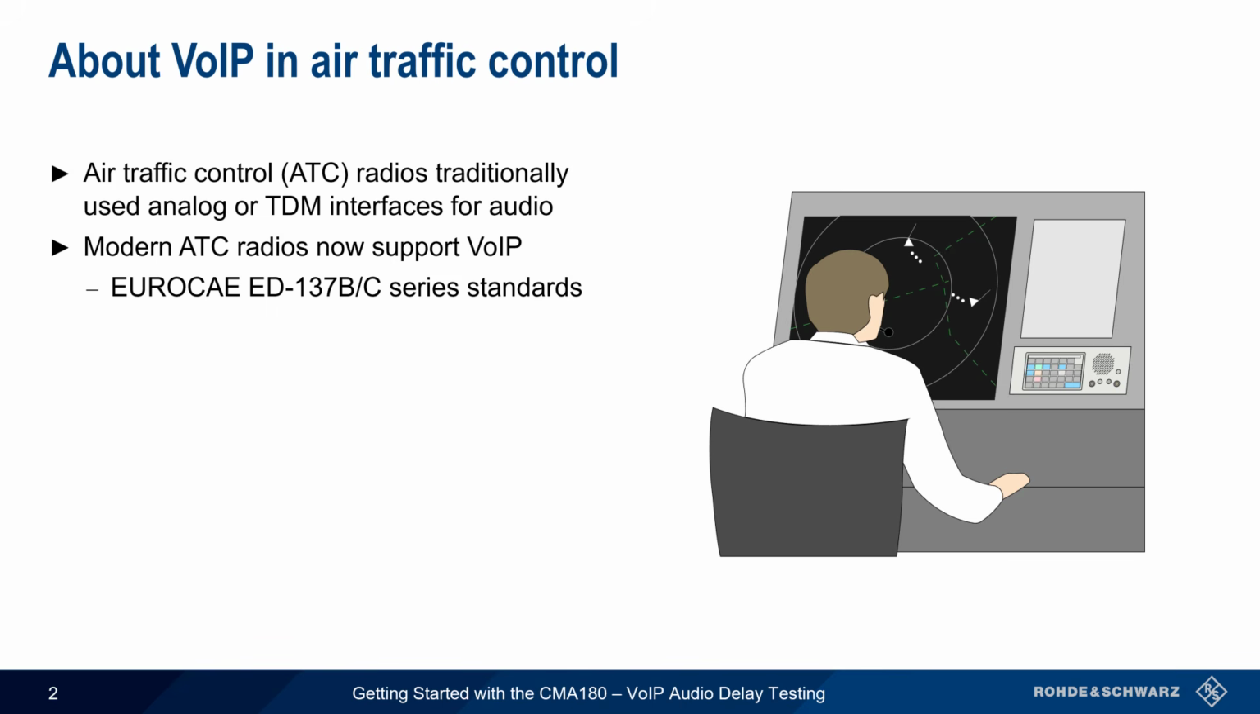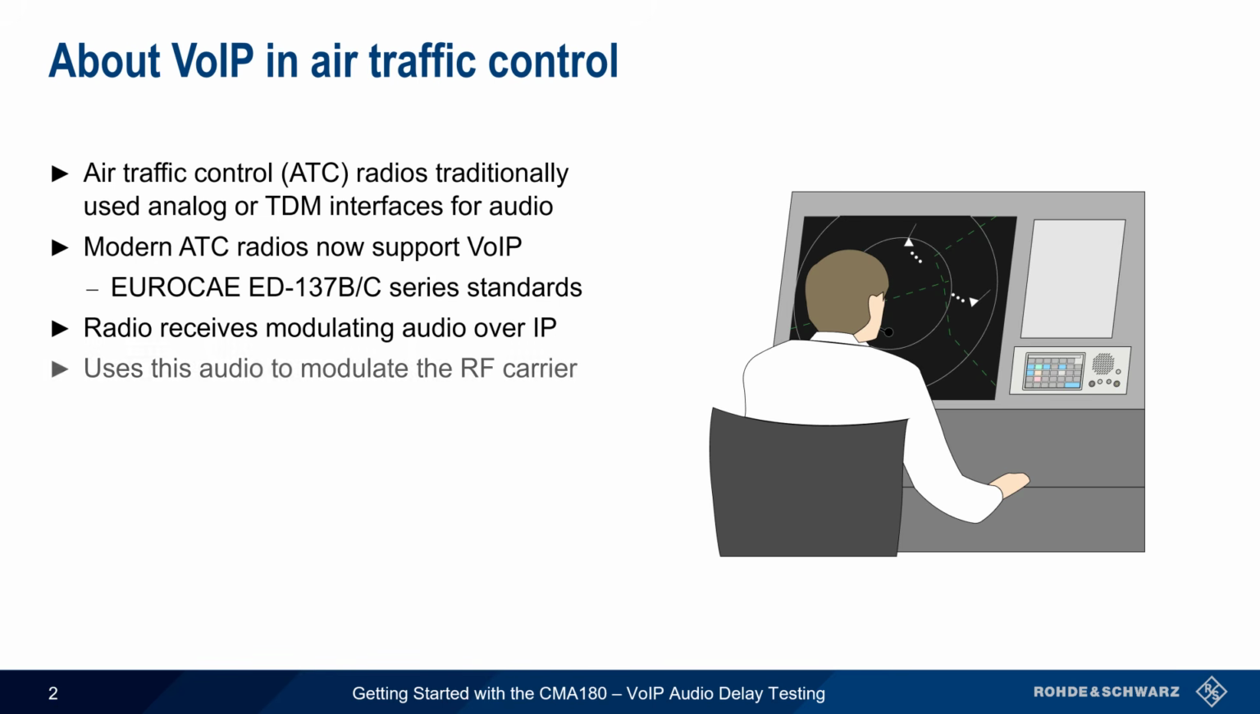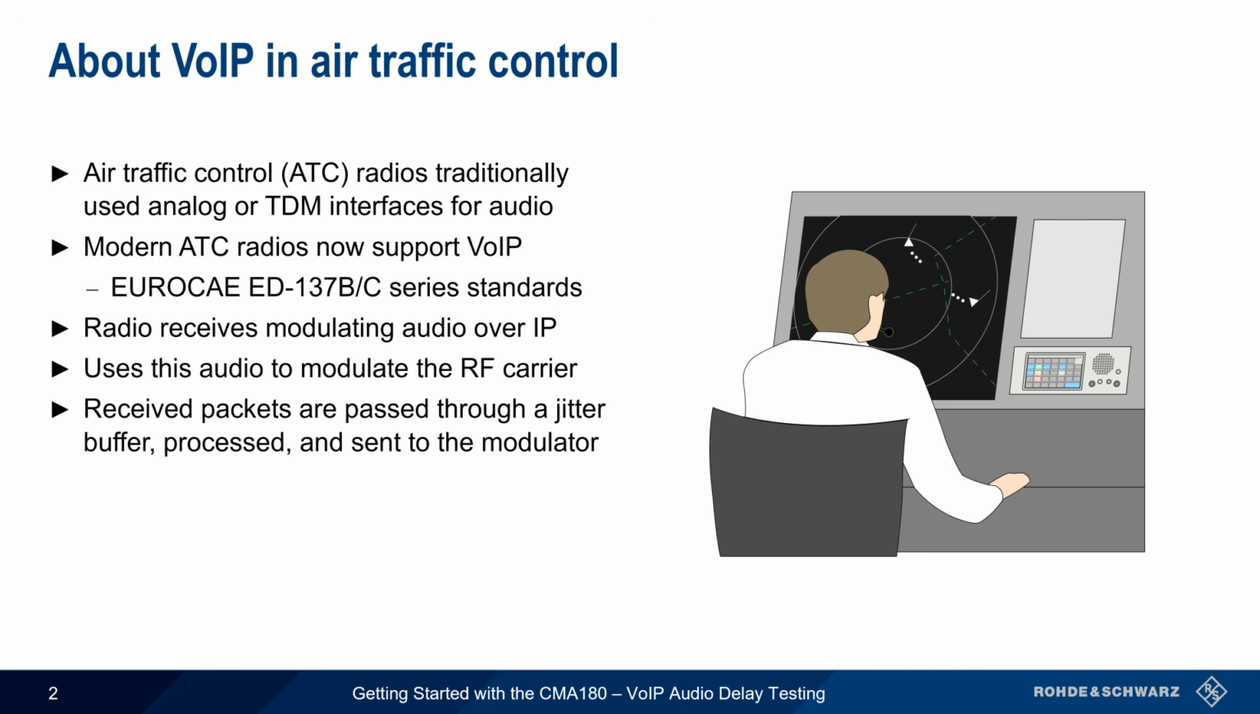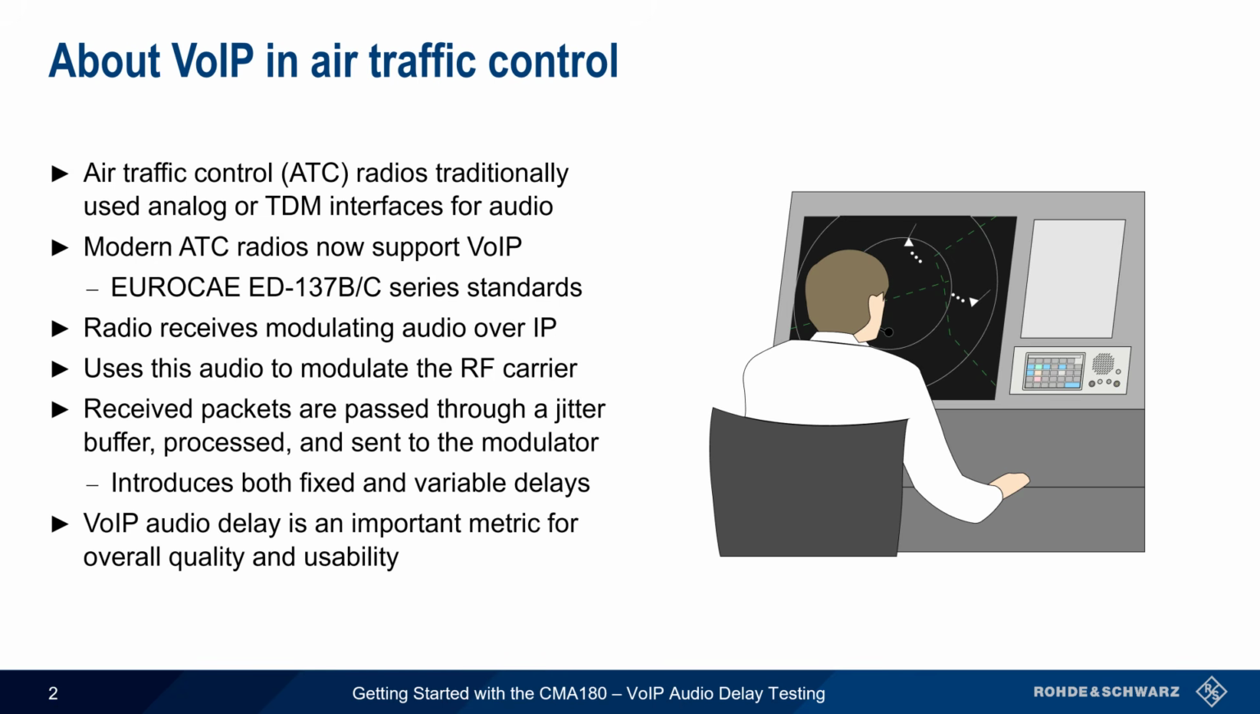In VoIP-based ATC communications, audio is received by the radio over an IP connection, and this audio is then used to modulate the transmitted RF carrier. The received packets are first passed through a jitter buffer before being processed and sent to the modulator. This process introduces both fixed and variable delays, and this delay is an important metric when it comes to evaluating the overall quality and usability of VoIP-based communications.